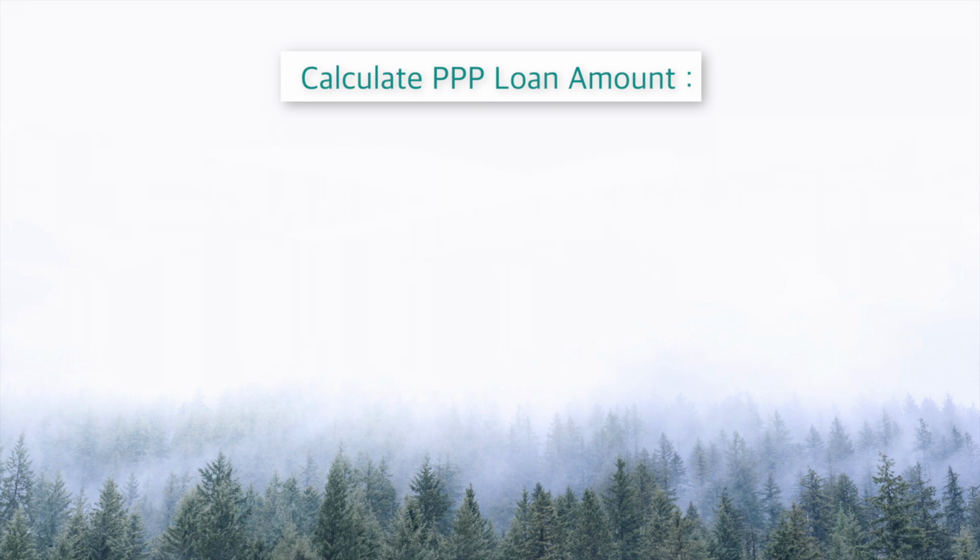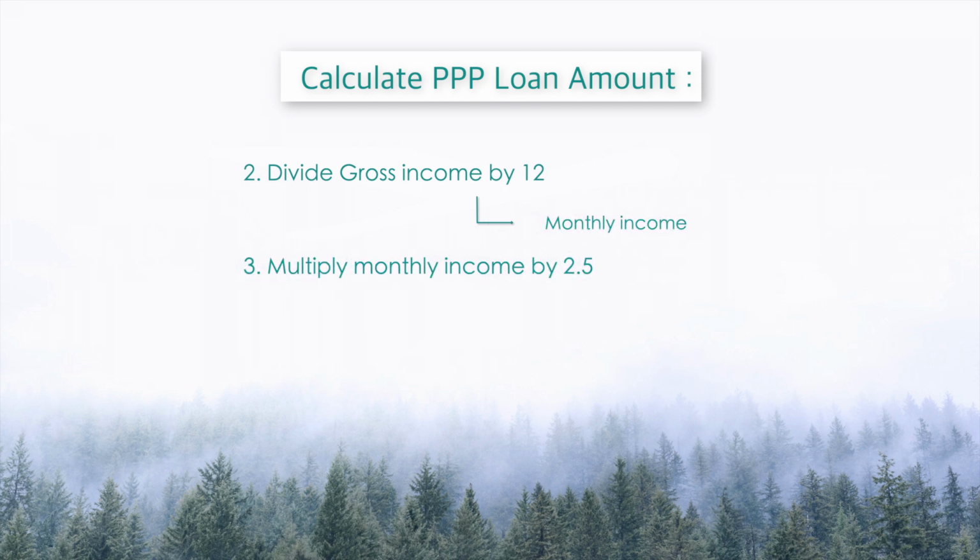Now, once you have your gross income, you will need to divide the total gross income by 12, which gives you your monthly income, and then finally multiply that income by 2.5 times. This will be the total PPP loan amount you will be eligible for, and it's up to you to decide whether or not you want to pursue the application for that amount or leave it at that.